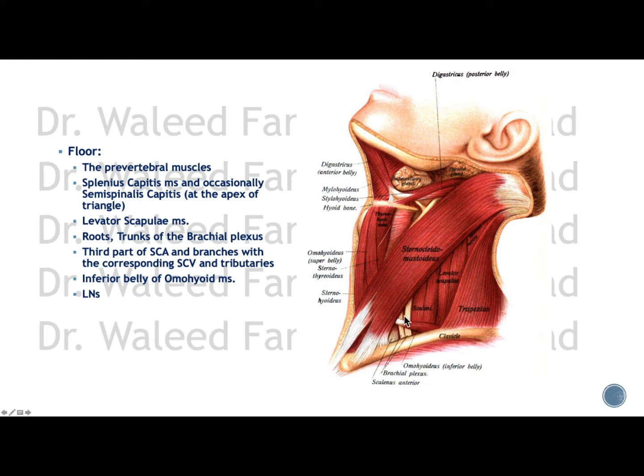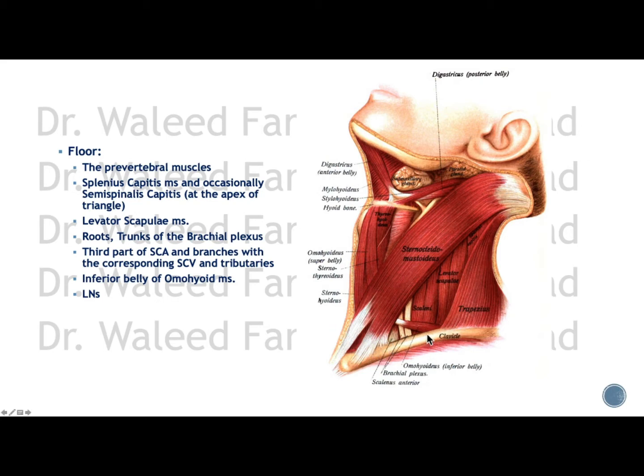See those thick nerves? Those are the roots and trunks of the brachial plexus. It's the plexus going to supply the upper limb. What else will you find in this triangle? The subclavian vessels: the third part of the subclavian artery and the beginning of the subclavian vein. You will find them here.